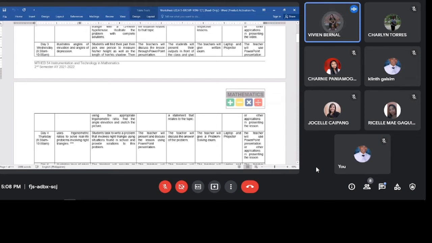For the discussion, the teacher will present and discuss the lesson using a PowerPoint presentation. Then for the independent practice, the teacher will discuss the answer to the problem. For assessment, the teacher will give a problem solving exam. Then for the hardware, the teacher will use a laptop and projector. For the software, the teacher will use a PowerPoint presentation or other applications in presenting the lesson.